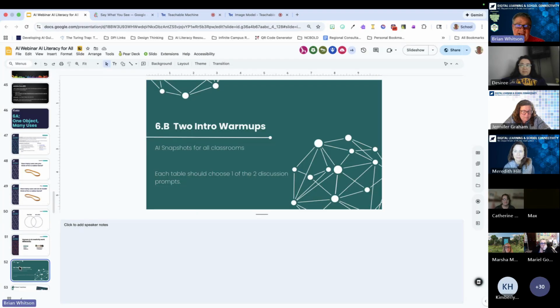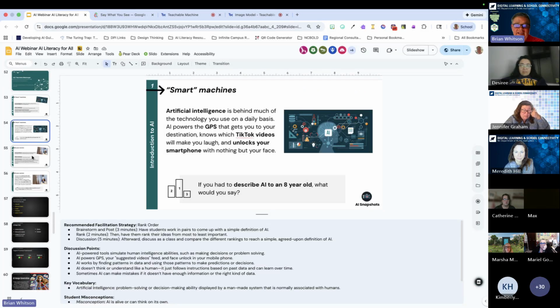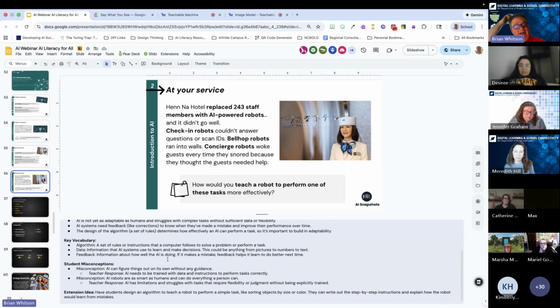They even have some warm-ups that you can do. And again, they give you a lot of that teacher support and talking points. Here's one about a hotel that used all AI-powered robots, and it didn't go super well. They had robots waking people up because they were snoring and things like that.